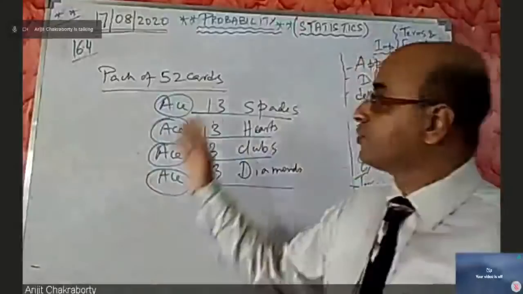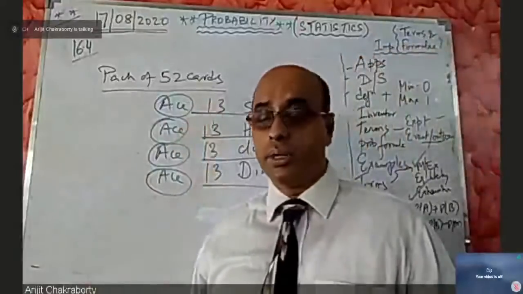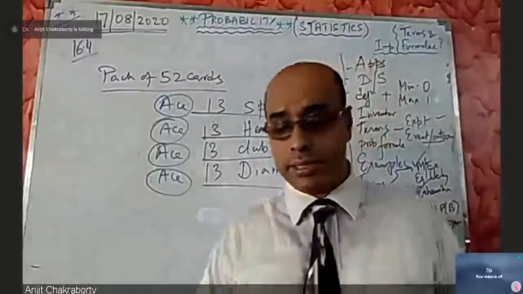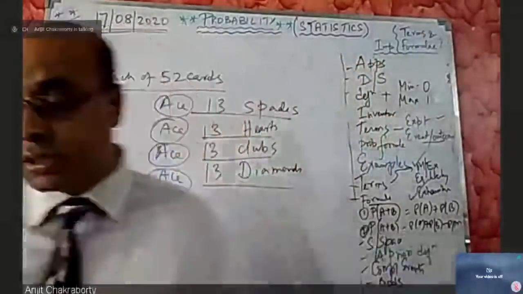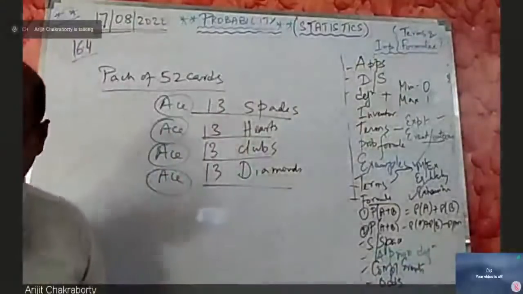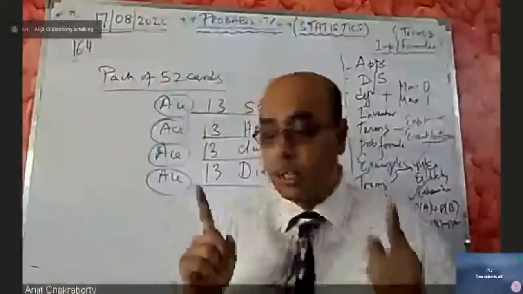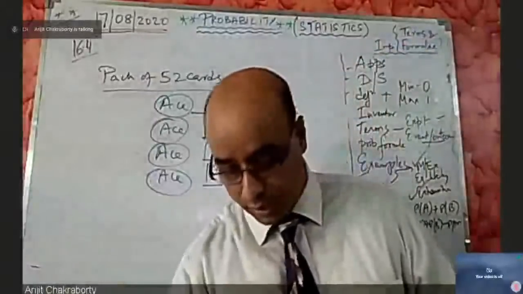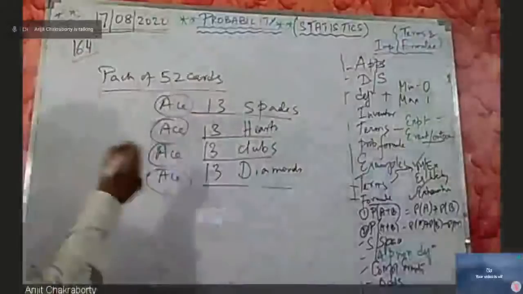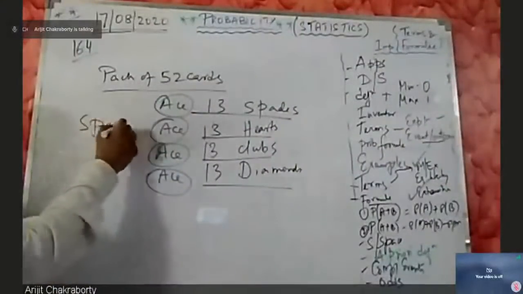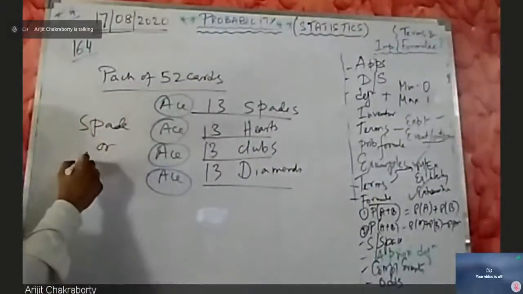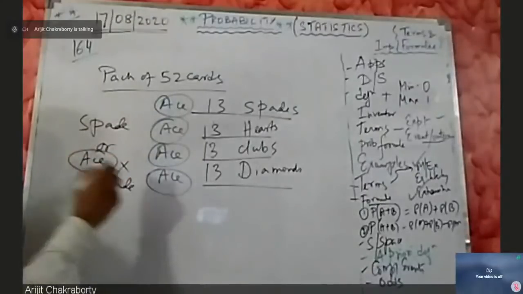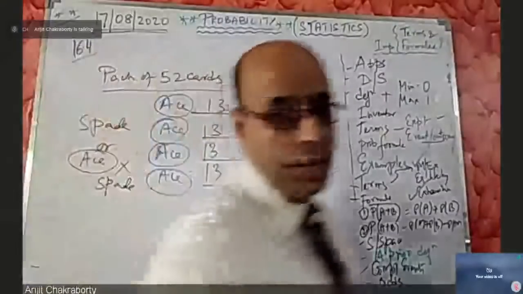So when you have a pack of 52 cards, you have 13 spades, 13 clubs, 13 hearts and 13 diamonds. Each of them has an ace. The question is, what is the chance of picking a spade or an ace not of a spade from a pack of 52 cards? Fine. So please note, I have to pick up either a spade or an ace, but the ace will not come from spade. Please listen carefully and please note carefully.